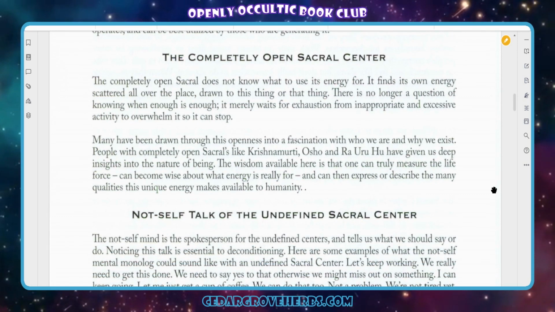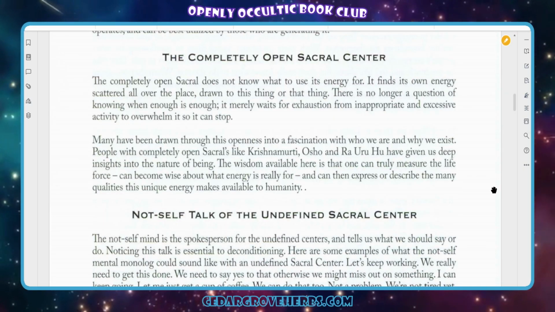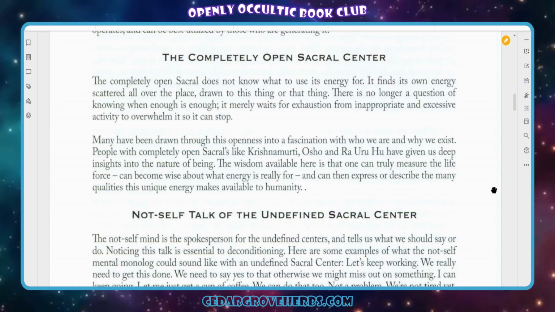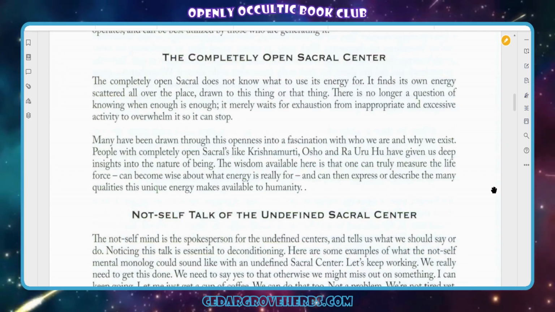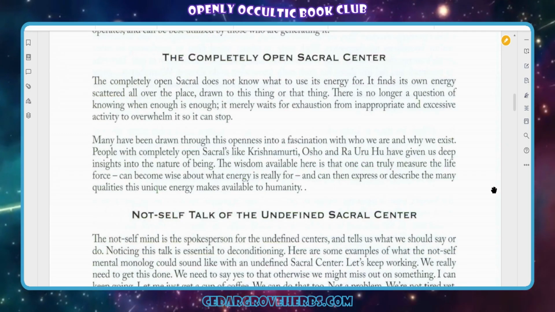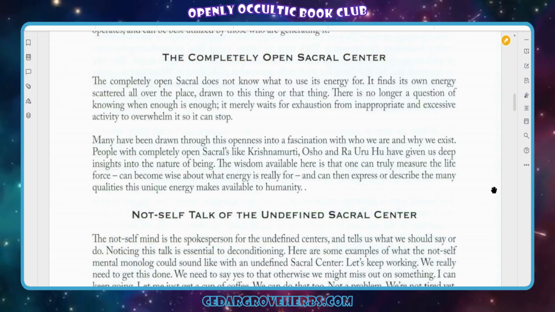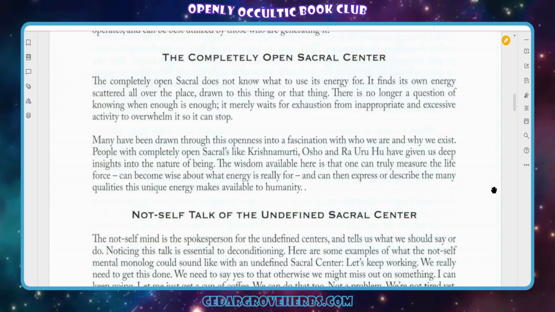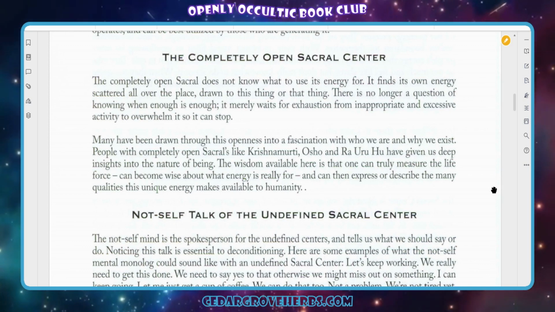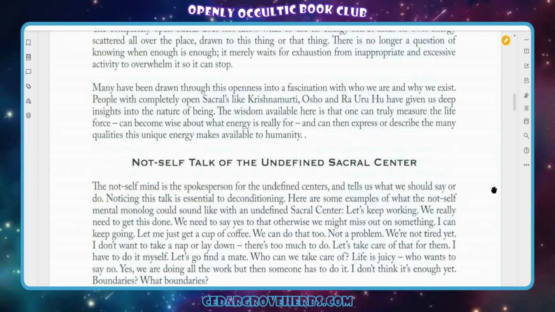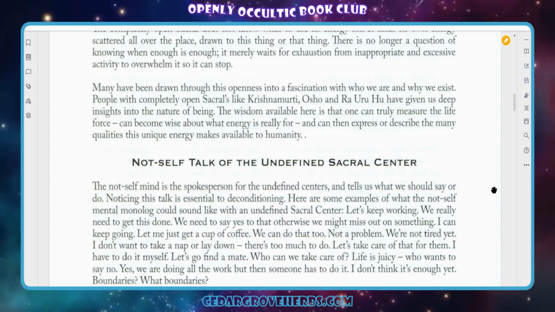Many have been drawn through this openness into a fascination with who we are and why we exist. People with completely open sacrals, like Krishnamurti, Osho, and Ra Uru Hu, have given us deep insights into the nature of being. The wisdom available here is that one can truly measure the life force, can become wise about what energy is really for, and can then express or describe the many qualities that this unique energy makes available to humanity. Here's some of the not self talk of the undefined sacral center.